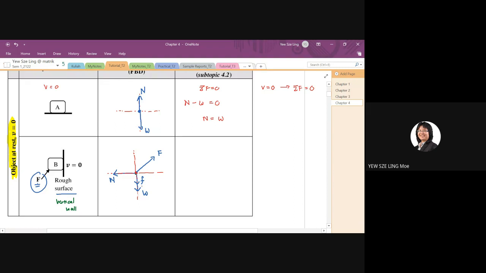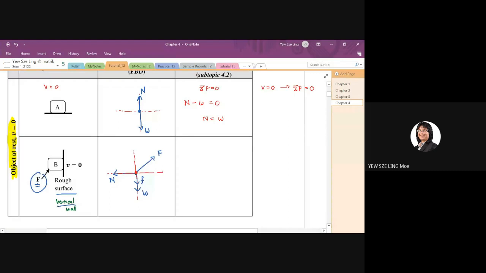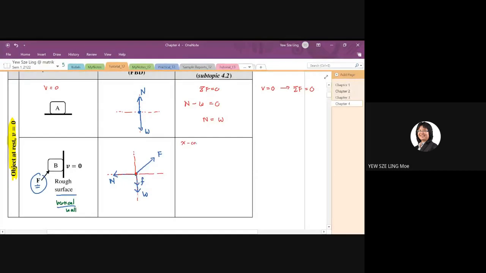So in this case, we have F along the vertical component, because we have a vertical wall. So F is going downwards. So this is our free body diagram. Now, how are we going to solve it? We solve it according to its components. Let's begin with the x component.